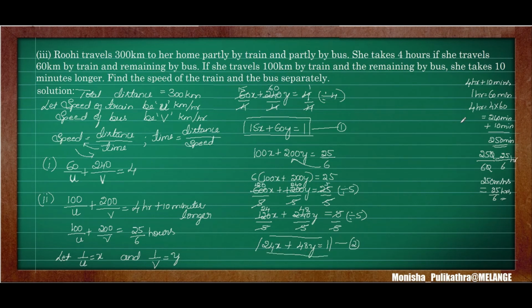Okay, so now we need to solve equations 1 and 2. The first equation is 15x plus 60y is equal to 1. The second equation is 24x plus 48y is equal to 1. Neither of the two terms are equal here, so what we have to do is cross multiply.